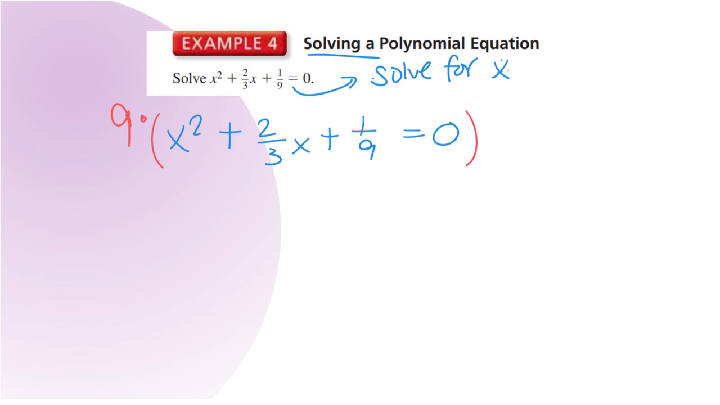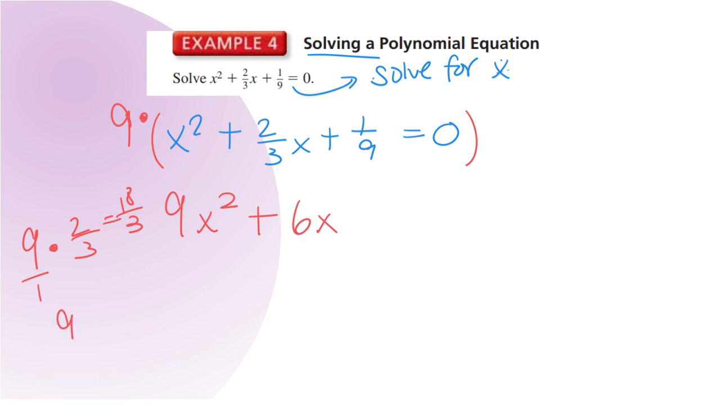So I'm going to multiply 9 times x squared, which gives me 9x squared, plus 9 times 2 gives me 18. 18 divided by 3 gives me 6x. So for those that forget, you're basically saying 9, a whole number, times 2/3. Write a 1 at the bottom. 9 times 2 gives me 18 over 3, which gives you your answer, 6x. And we know that 9 times 1 over 9 first gives me 9 over 9, which gives me plus 1. And 9 times 0 gives me 0.